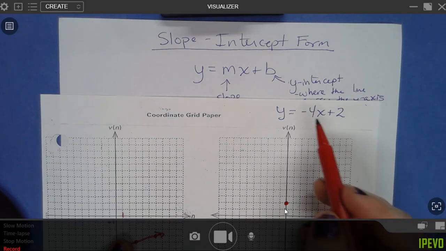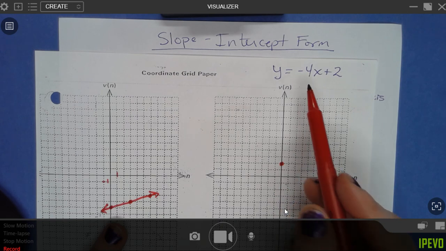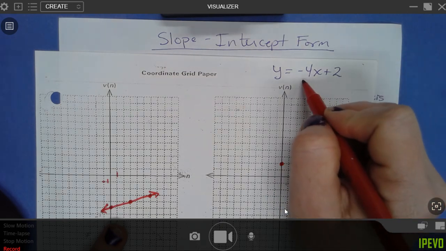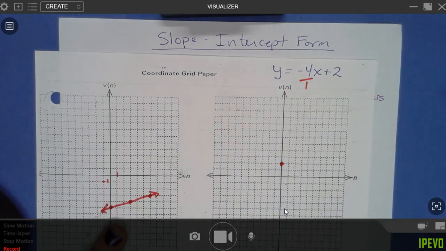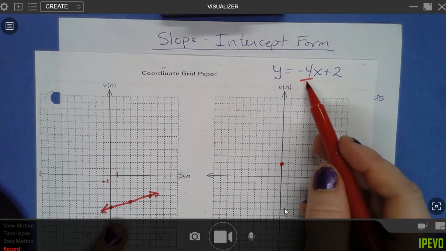And a lot of people see that and they're like, well, what do I do with negative 4? There's nothing on the bottom. Well, it's always over a 1 if there's nothing written there. We just don't write it because when you divide by 1, you just get the number itself. So it wastes our time to write divided by 1. So if you don't see anything there, remember, divide it by 1.